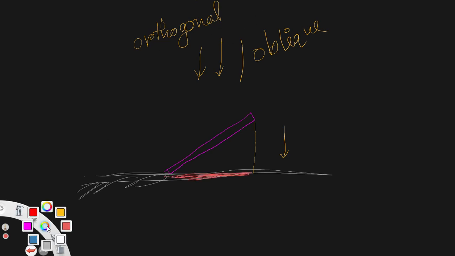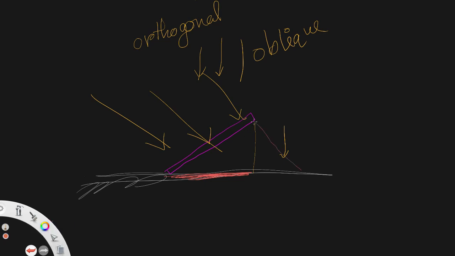Now when the sun is not at the top, the sun is coming from here, so our projection is going to be something like this. This angle is obviously not 90 degrees and not perpendicular, so this is called oblique projection. And luckily for you, we are only going to study orthogonal projection.